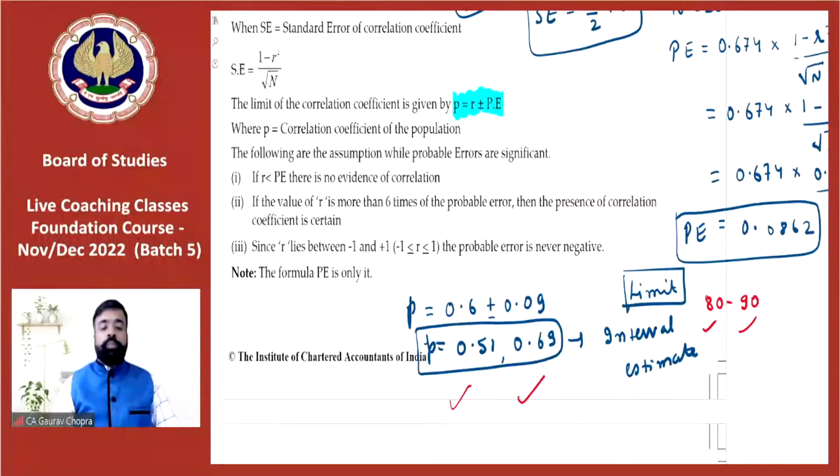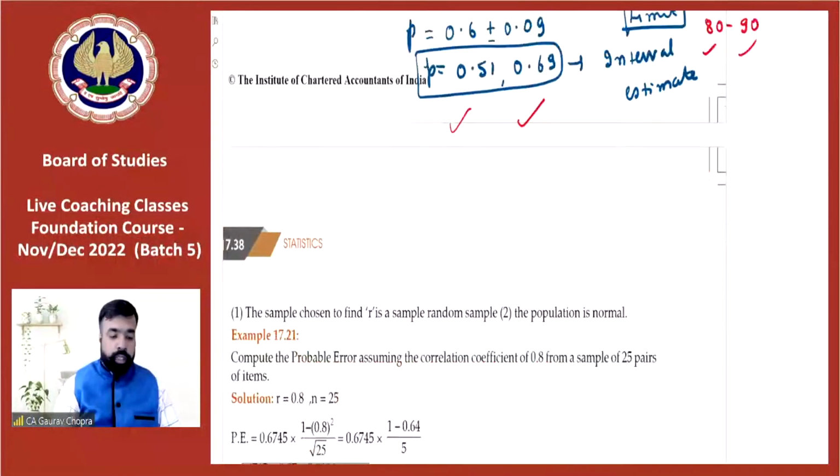So this was probable error and standard error. We can easily calculate in this manner. All right. Now, till here, in case of any doubt, let me know. Otherwise, I will proceed further now.